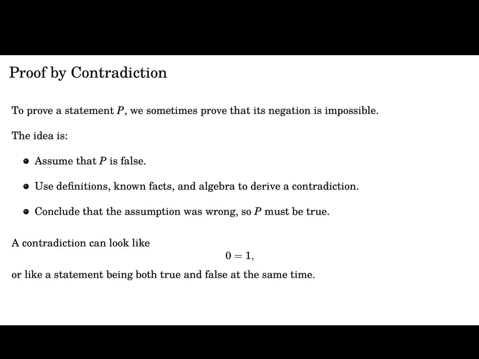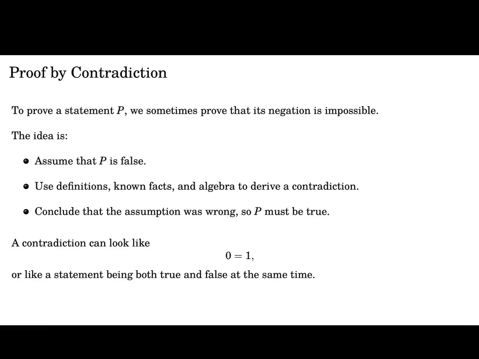A contradiction is something that is just impossible. So, for example, it could be an equation like 0 equal to 1. So maybe we show that if we assume that P is false, then 0 must be equal to 1, right? And that would be a contradiction. Or it could be a situation where the same statement would have to be both true and false.